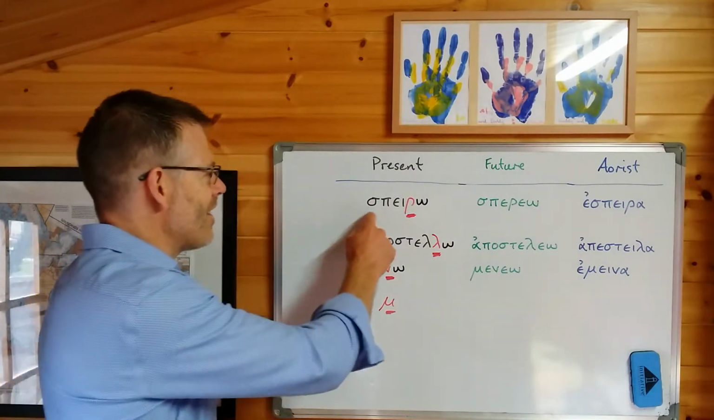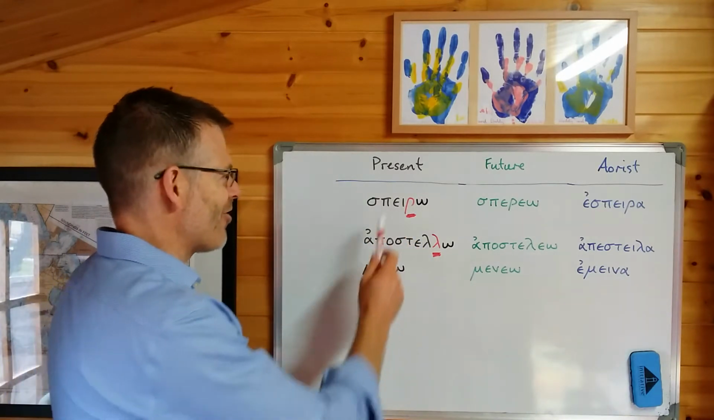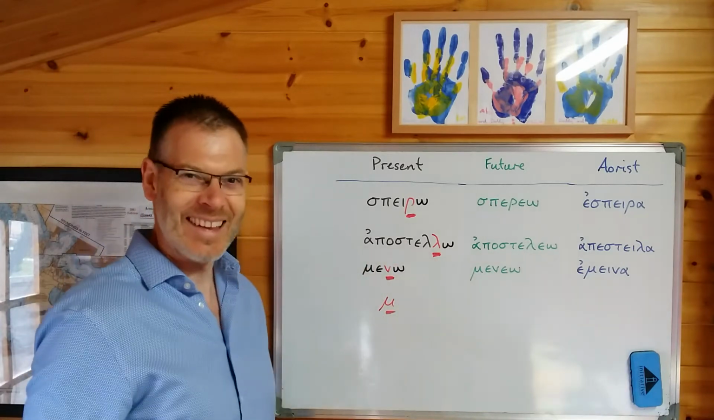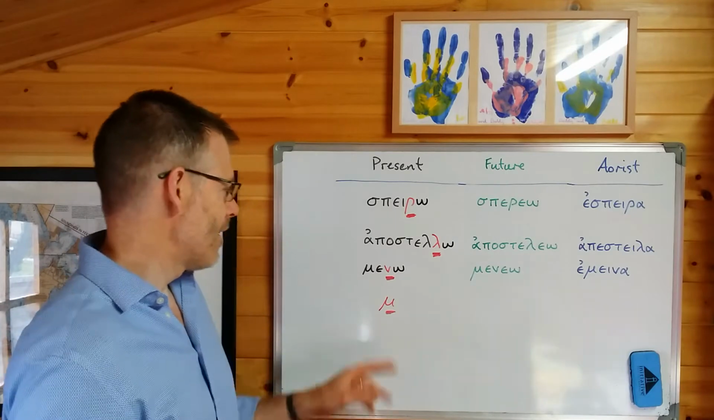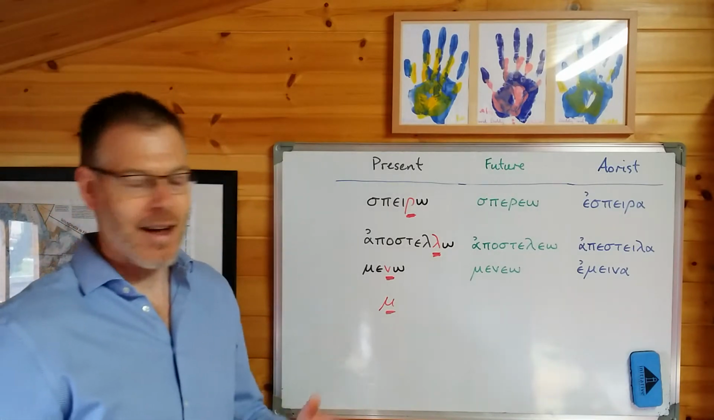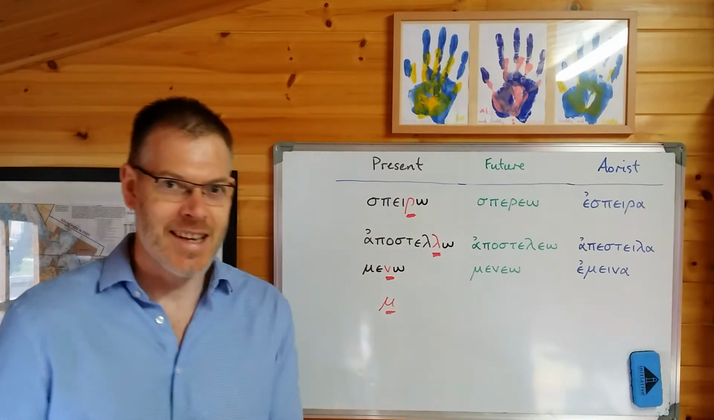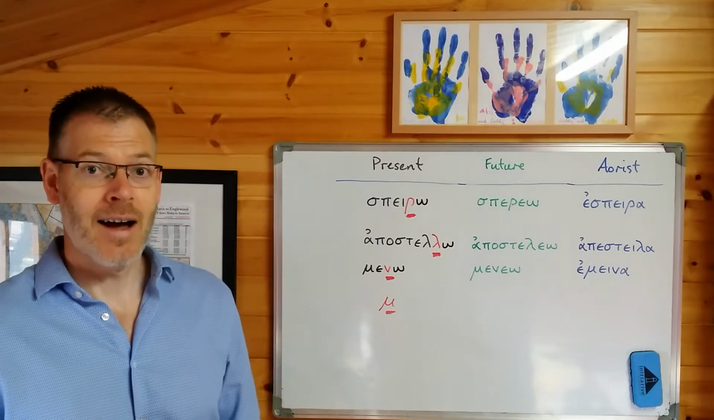But just try saying this, spairso. Imagine forming the future that way, spairso. The rs is awkward, isn't it? Apostelso. It's just awkward a little bit. Menso, that's not so bad. Something with a mu at the end, sorry. It's not as easy to stick a sigma suffix there as it is in some other words.